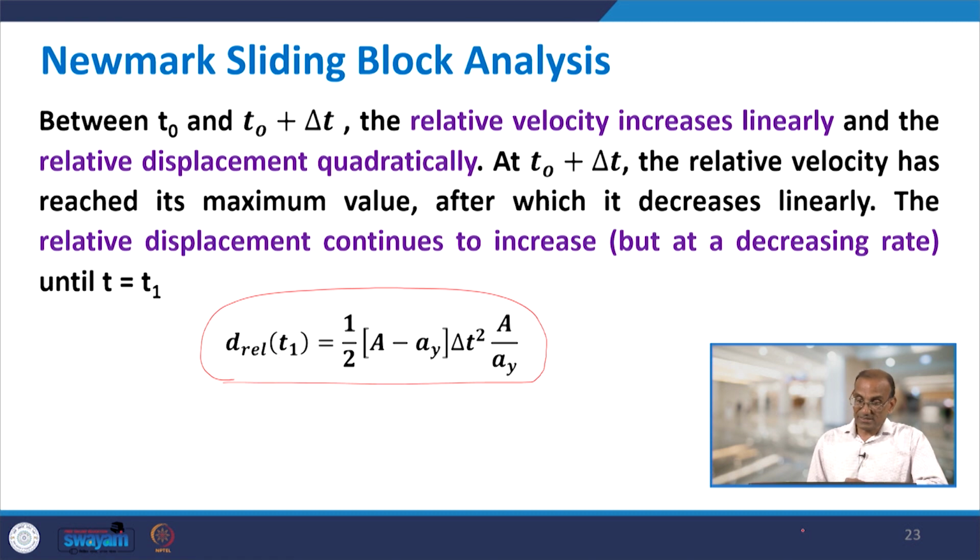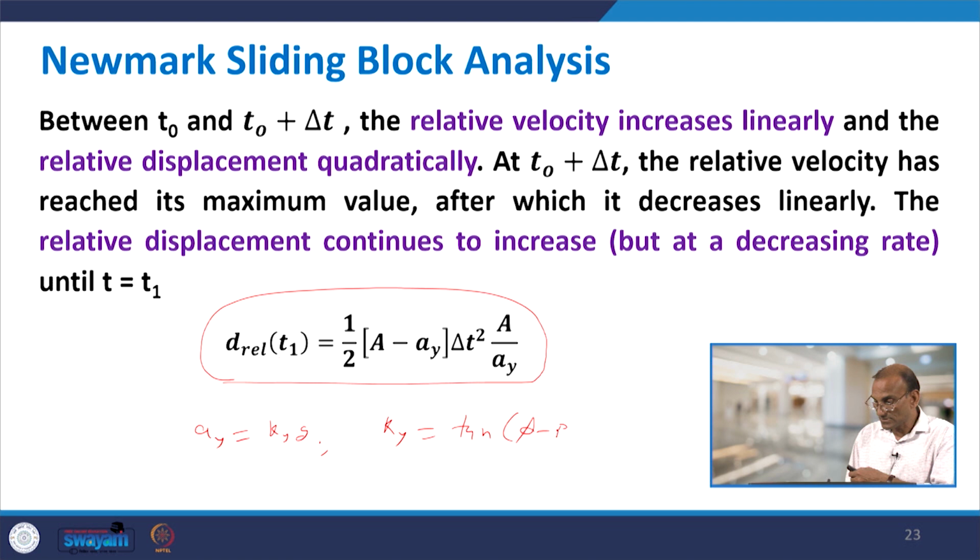So, naturally, what does this depend on? Ay is the yield acceleration, which depends on your material property, as we already discussed how to find the value of Ay. Ay can be calculated simply as ky into g. What is ky? ky is nothing but tan of phi minus beta. Phi is the angle of internal friction, and beta is the slope angle. So, we know Ay depends on your geometry and the material properties.